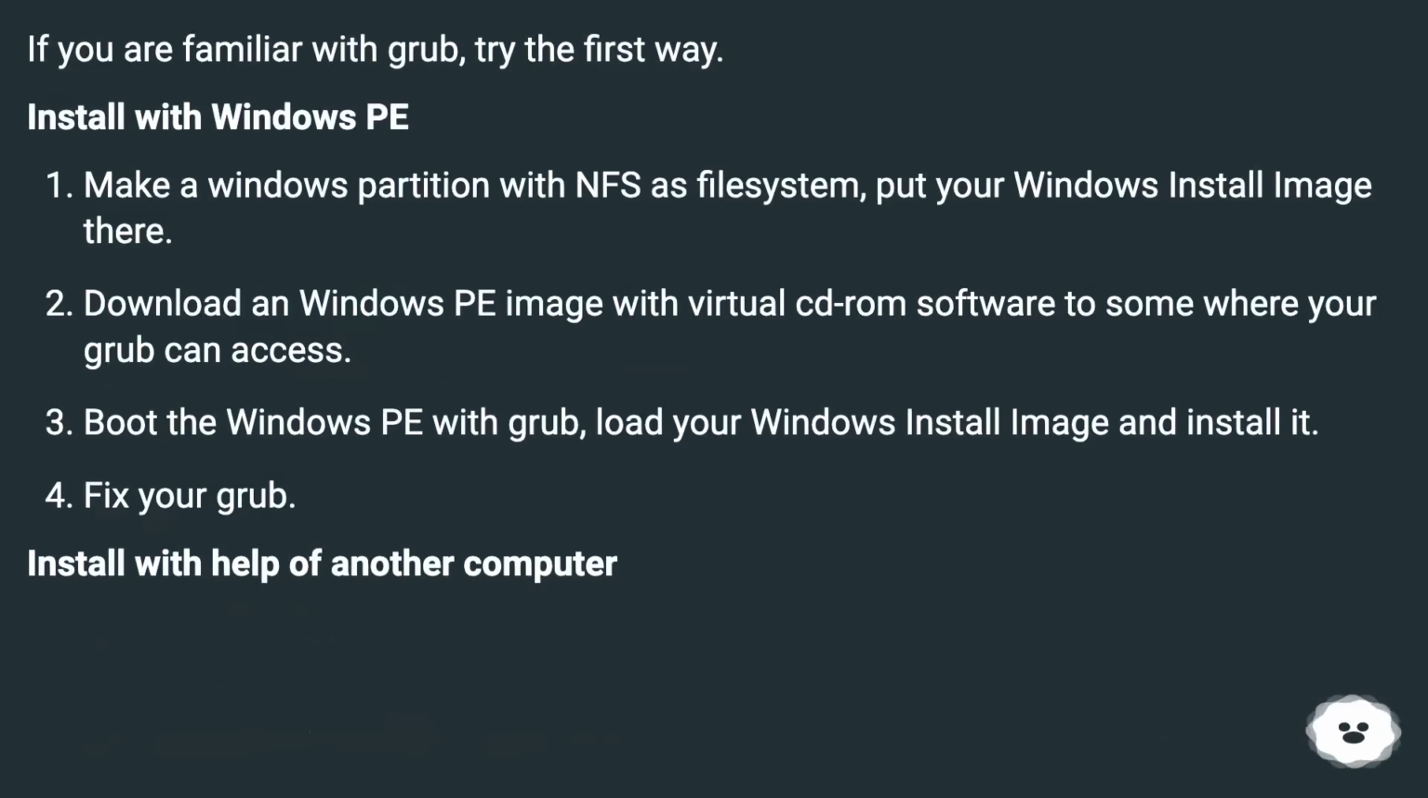If you are familiar with Grub, try the first way. Install with Windows PE. Make a Windows partition with NTFS as the file system, and put your Windows install image there. Download a Windows PE image with virtual CD-ROM software to somewhere your Grub can access. Boot the Windows PE with Grub, load your Windows install image and install it. Fix your Grub.